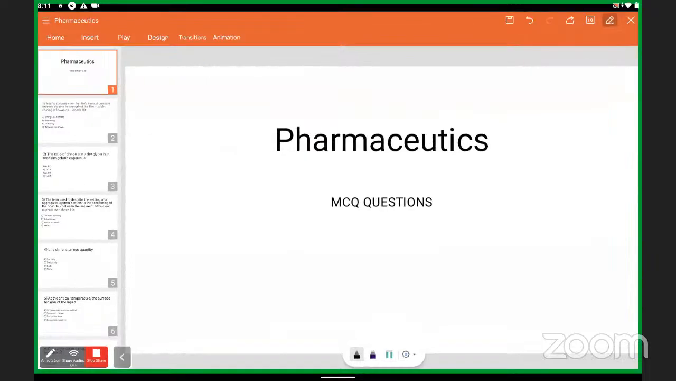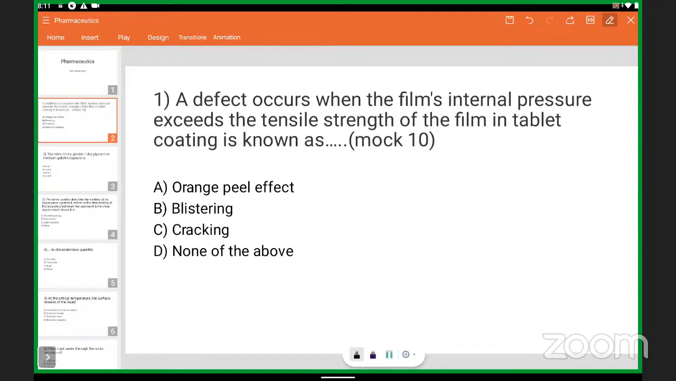So let's start solving MCQs from the mock tests of the academy. The first question, from mock number 10, is: the defect that occurs when the film's internal pressure exceeds the tensile strength of the film in tablet coating is known as. So the options are orange peel effect, blistering and cracking. If you see the options carefully, you will see orange peel effect, then blistering and cracking.